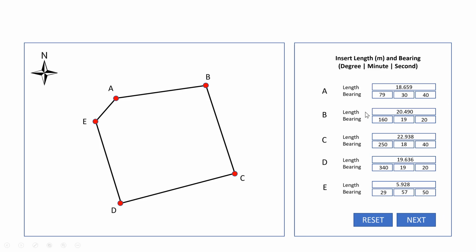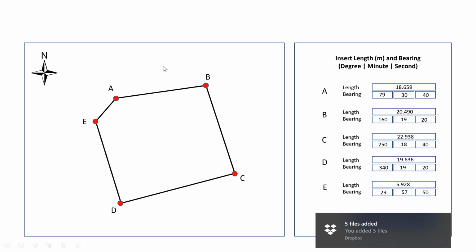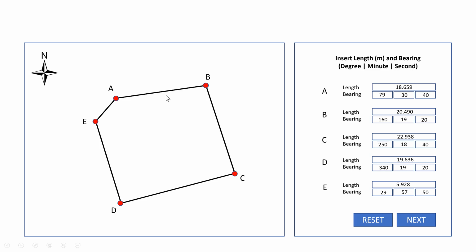I need to do this kind of drawing. The software must be able to do this because not all land is square. Sometimes it has some sort of shape, a pentagon, octagon, or something else. So I need to be able to draw the land based on the length and the bearings that are given to me in the grant.